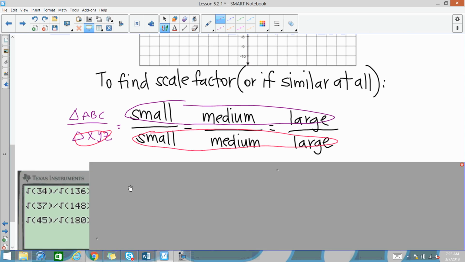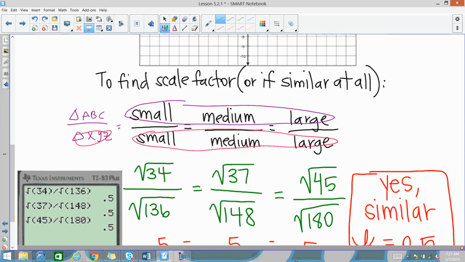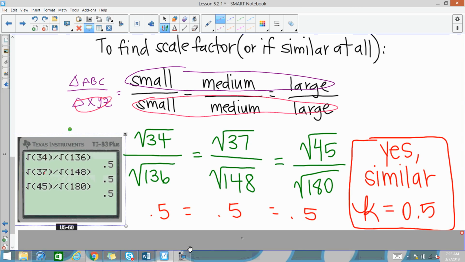What we're going to do is set up this ratio. This is what it's going to look like. You take your small size for ABC over your small size XYZ, medium over medium, large over large. And what you're going to do is put them in your calculator, like you can see over here in my calculator, and they're going to give you a value. It's 0.5. 0.5 is your K value, and because they all have the same K value, they are in fact similar. And that's how you determine similarity.